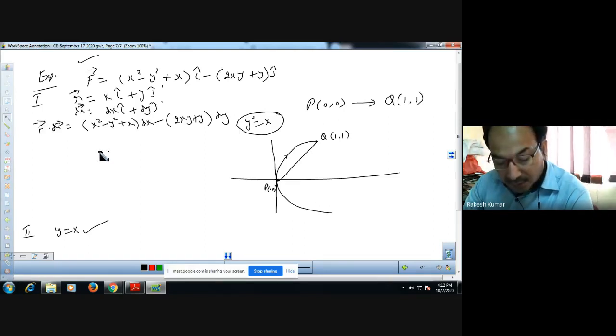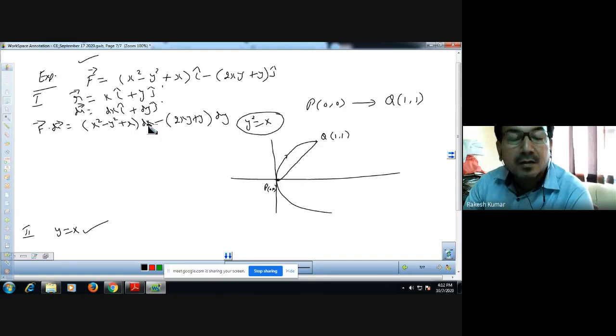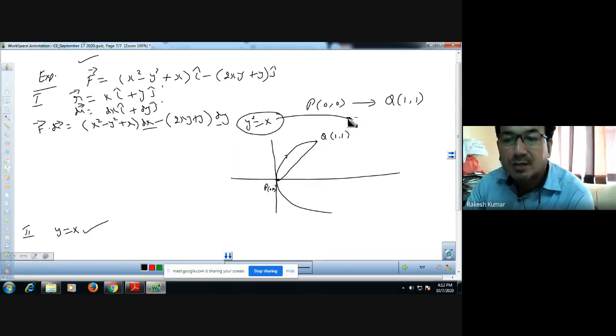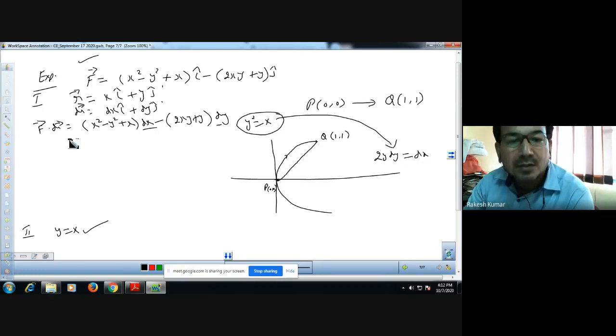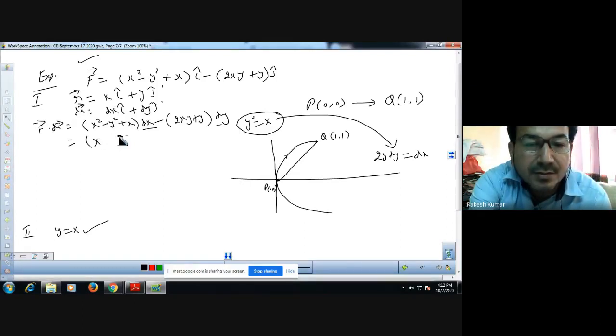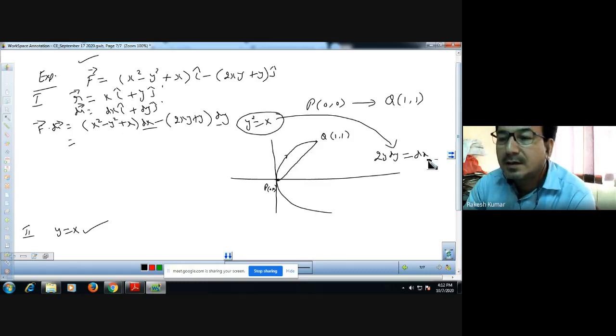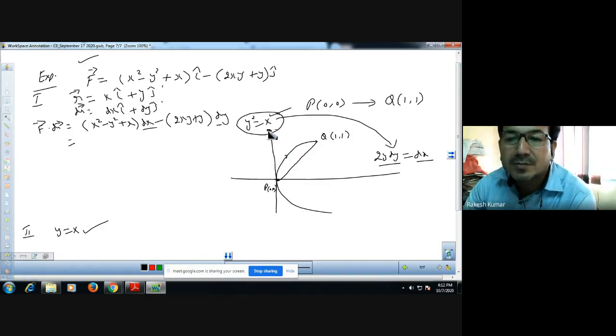And now what we need to do, we need to put the values of dx and dy, or one of the values. So how will you find out the value? Finding the derivative of this parabola equation, you will get 2y dy is equal to dx. So you can substitute the value of dx, and you will also substitute the value of x as y square. So x square means y square whole square.